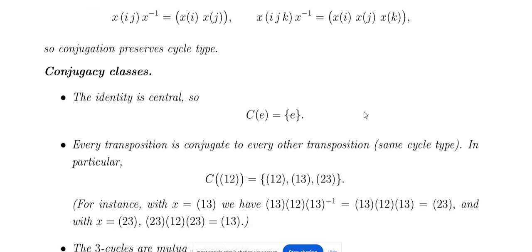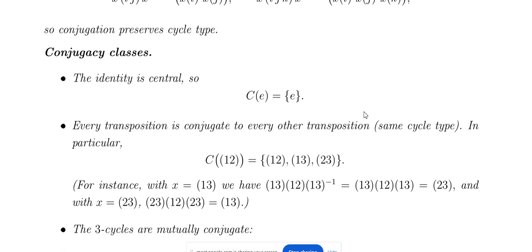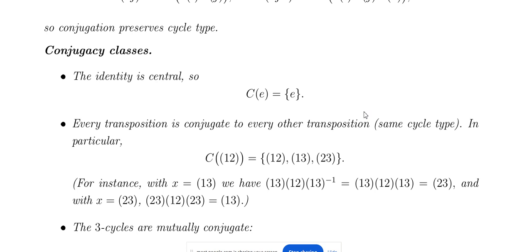So here, that is the identity element. If we find C of E, that means all the elements that have the conjugate property with E. That is called C of E. So C of E is obviously equal to E. In the same way, every transposition is conjugate to every other transposition, since they have the same cycle type.